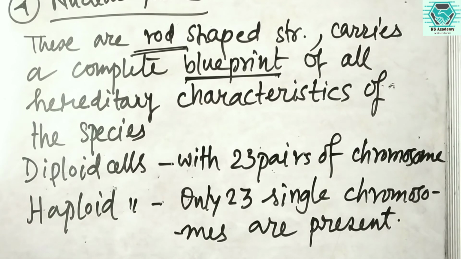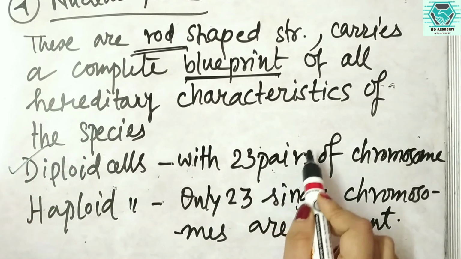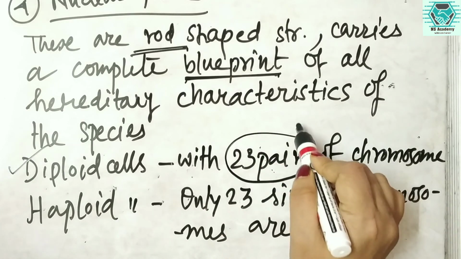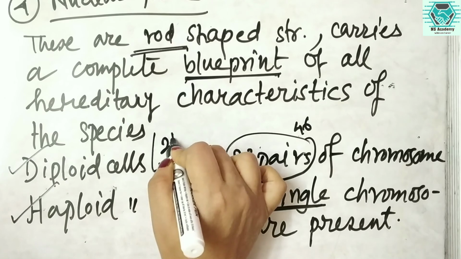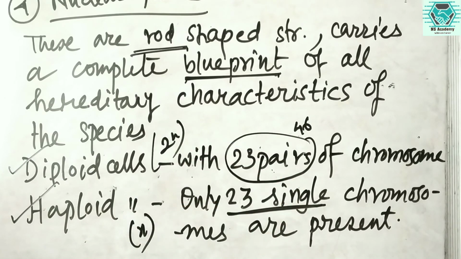According to the number of chromosomes, there are diploid cells which have 23 pairs of chromosomes, that is 46, and haploid cells which have only 23 single chromosomes. The diploid cells are often called 2n, and the haploid cells have n number of chromosomes. The diploid cell has 2n chromosomes, that is 23 pairs, 46 chromosomes, whereas in the haploid cells only half of the chromosomes, that is 23 single chromosomes, are present.